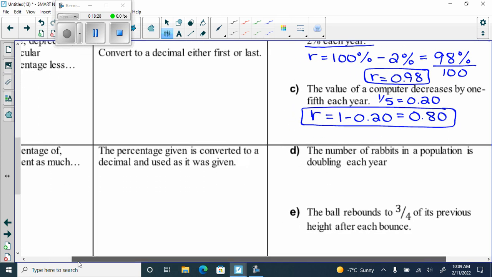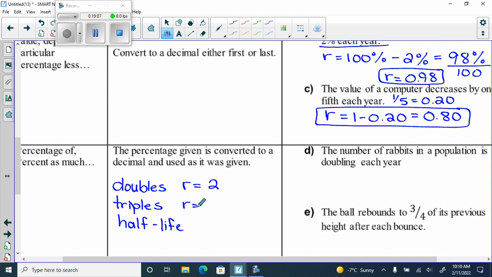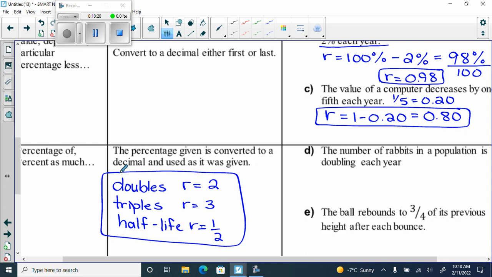And then we do doubling. This is something to note. If they say it doubles, or triples, or halves, or half-life: if it doubles, if I double 100, what's it going to be? 200%. But then I have to turn the percent off, so I divide by 100. So it would be 2. If it triples, you take 100 times 3, you get 300%, but then I divide by 100, so it's 3. And if it halves, it's a half. So these ones are different than the percent ones. These are special. So D here says the number of rabbits in a population is doubling each year. So R is 2.